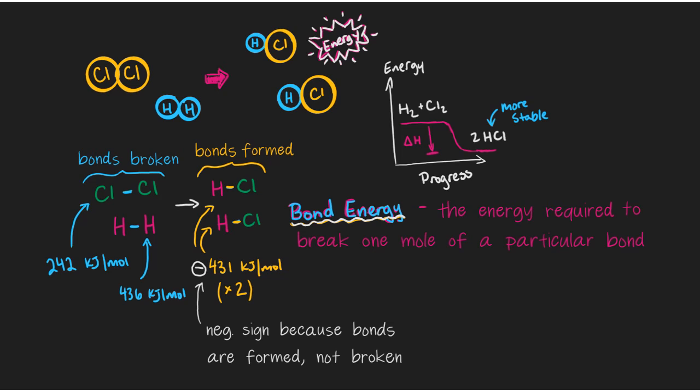Note though that HCl bonds are not being broken in our reaction, they're actually being formed. So we actually will add a negative sign to that 431. Breaking bonds requires energy, but forming bonds releases energy.